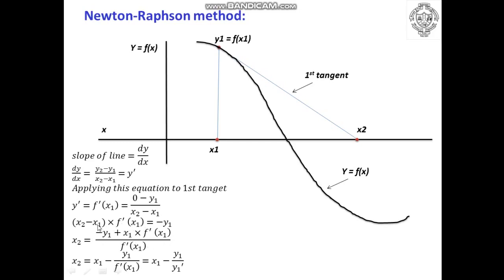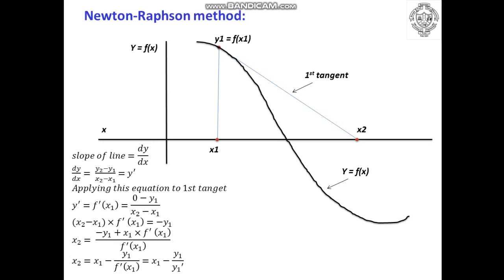What I have done is, you can expand this term by multiplying x2 with f dash of x1 and minus f dash of x1 into x1, and then you can keep x2 on the left hand side and all other terms on the right hand side, so that you get this equation. After simplifying this equation, I will get x2 is equal to x1 minus y1 divided by f dash of x1.